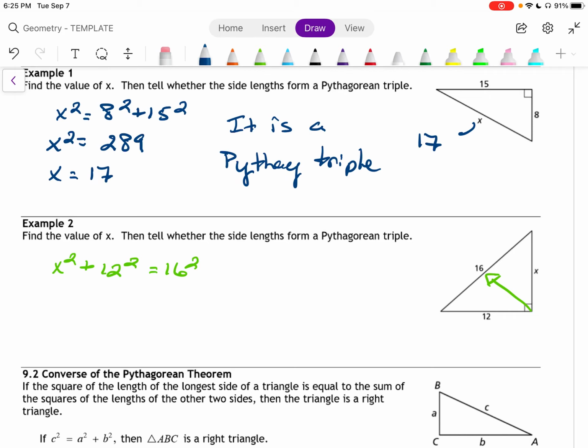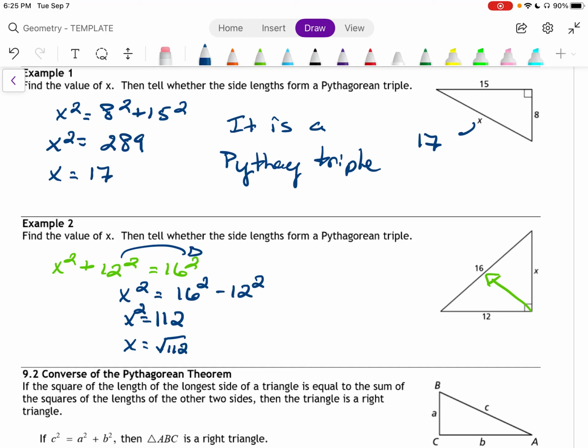Because I'm lazy and I don't like to type things in my calculator very much, I'm going to move this 12 squared over here on the right side. This is the same thing as x squared equals 16 squared minus 12 squared, right? That way I only have to type it in one time to my calculator. So now I type in 16 squared minus 12 squared, and I get 112. X squared equals 112. Taking our square root, I have x equals square root of 112.